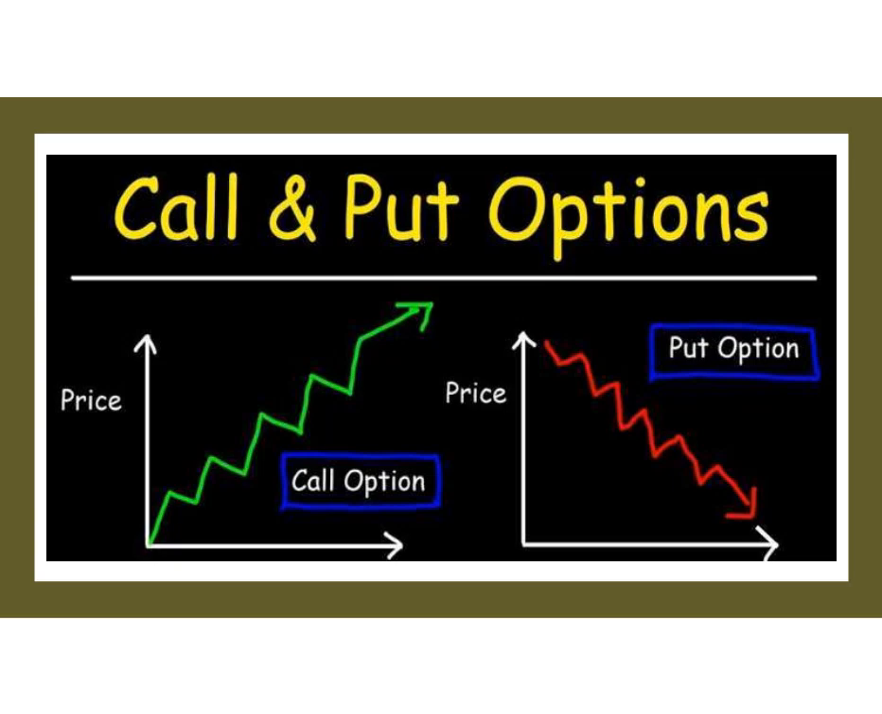Here we see two different types of options, call options and put options. The call option, represented by the green upward trending line, increases in price as the underlying asset's price goes up. This means that if you buy a call option, you are betting that the price will rise, allowing you to buy the asset at a lower price than the market value. On the other hand, the put option is shown with a red downward trending line, which goes down as the asset's price increases. Buying a put option means you expect the price to fall, so you can sell the asset at a higher price than the market. Understanding these basic price movements is key to grasping how options can be used for trading or hedging.